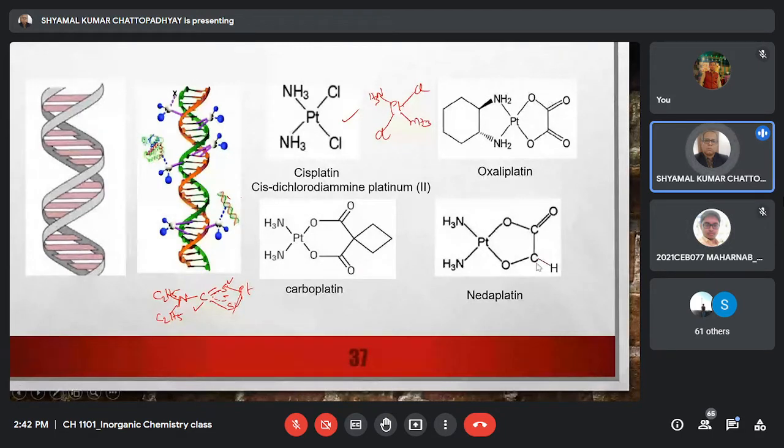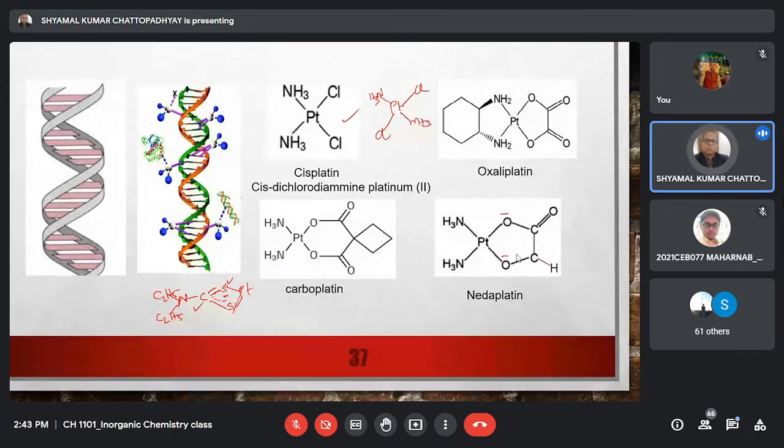And then we have another complex called nedaplatin. In nedaplatin, you can see we have two ammonia groups here, and again two O-donors, but unlike oxaliplatin or carboplatin, where we have two carboxylate groups, here we have one carboxylate group and one alcoholate group. This is glycolic acid, obtained from glycol. So we have a glycolate anion acting in a bidentate manner: a carboxylate O- and an alcohol group which is deprotonated.